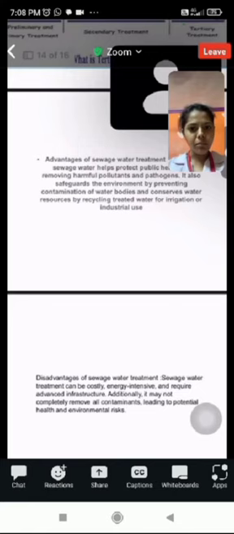Advantages of sewage water treatment. Treating sewage water helps protect public health by removing harmful pollutants and pathogens. It also safeguards the environment by preventing contamination of water bodies, and conserves water resources by recycling treated water for irrigation or industrial use.